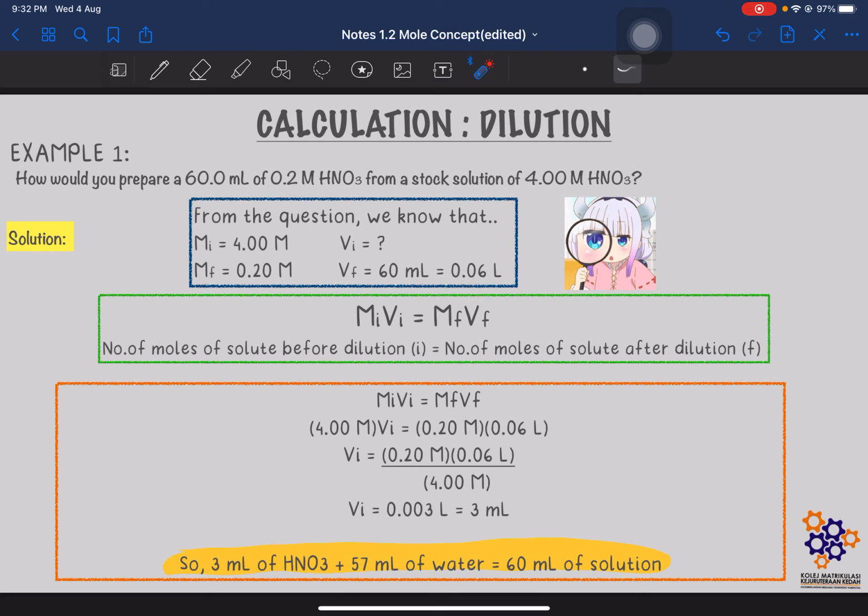Okay, so kita tahu formula dia adalah MIVI equals to MFVF, ataupun M1V1 equals to M2V2. Sama je dua-dua pun. So dekat sini, kita substitute the information that we have extracted from the question into this formula. So you will get the volume initial that we need to get this final concentration is 3 ml, okay? Which means that 3 ml of nitric acid will dissolve in 57 ml of water to form 60 ml of solution. So this is how you answer this kind of question.